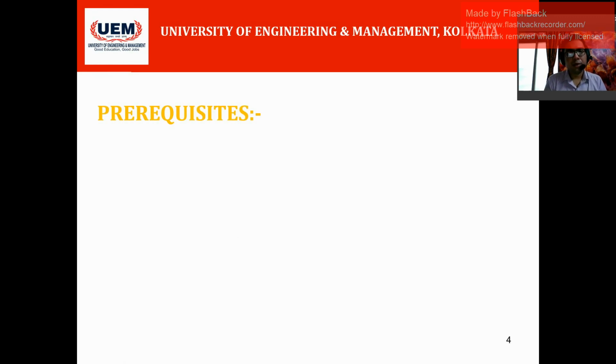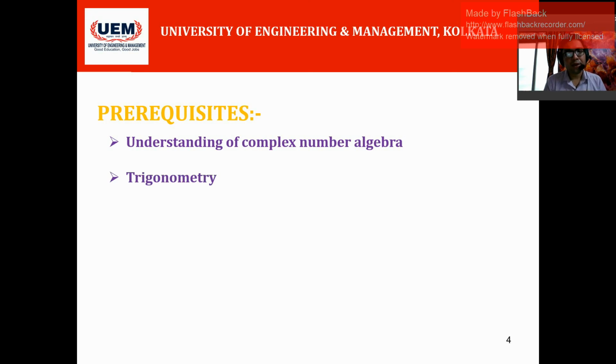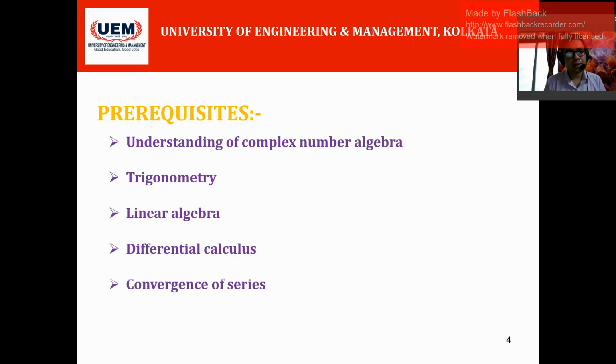Now, some of the prerequisites that you can check. So it's understanding of complex number algebra, trigonometry, linear algebra, differential calculus, convergence of series. That's the most important thing, means whether a series is convergent or not, that's required, and some basic knowledge of signals and systems. So the learner must have a basic knowledge of all these topics, especially a basic idea about the course on signals and systems.